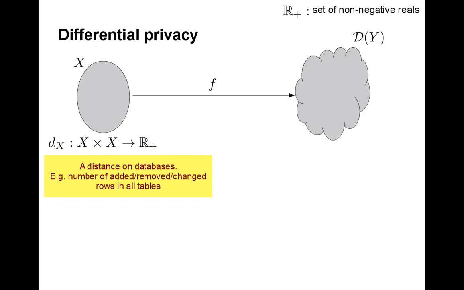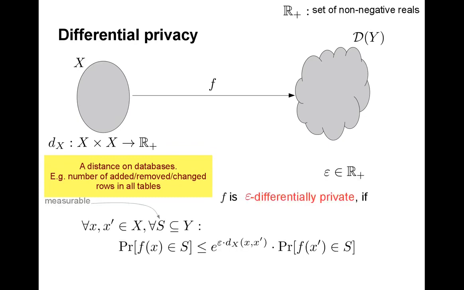As we discussed about noise, F really has to add noise, so F does not always return the same result when applied to the same database. So F is really a probabilistic function. We let D(Y) denote the set of all probability distributions over a set Y, and F transforms a database into a probability distribution over a set Y.